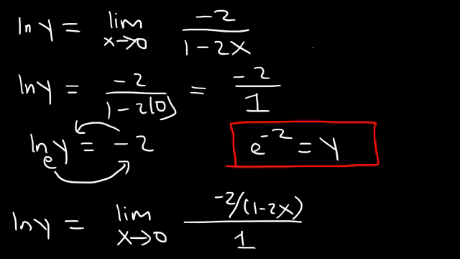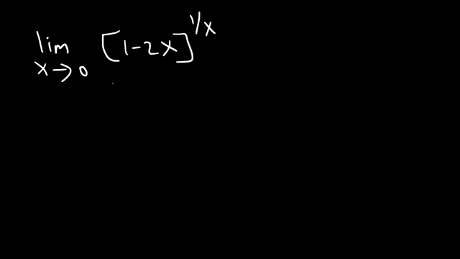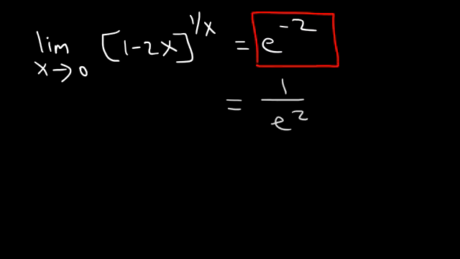So we can write the original problem. We can say that the limit as x approaches 0 of 1 minus 2x raised to the 1 over x, which this whole thing equals y, and y equals e to the negative 2. So the limit is equal to e raised to the negative 2, which, if you want to, you can write as 1 over e squared. Both answers are acceptable. And that's it. So now you know how to use L'Hopital's rule to evaluate limits of the indeterminate type.